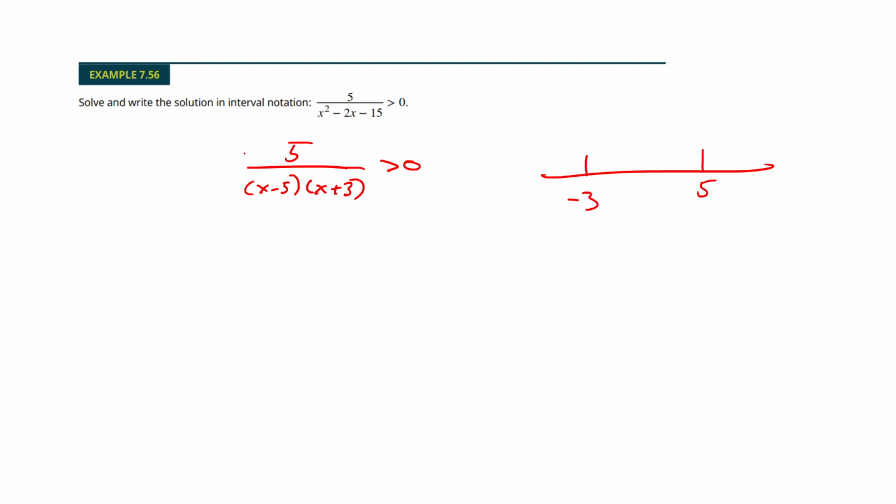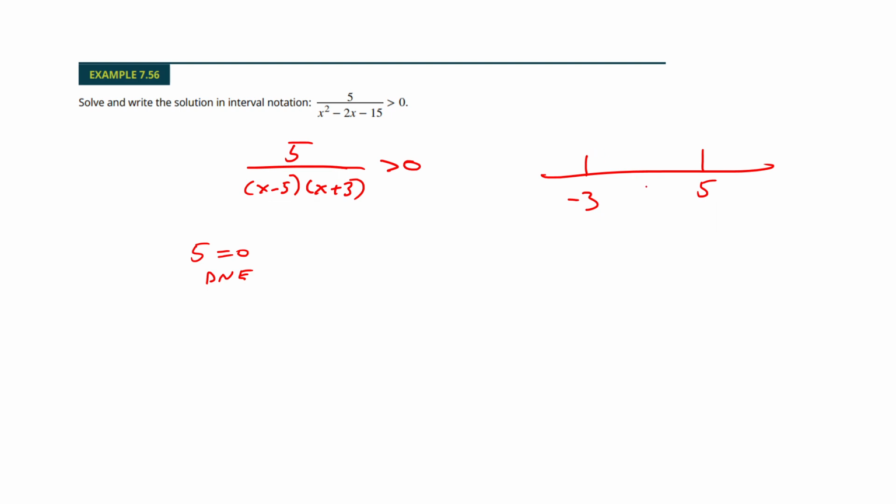Now, what about an x-intercept? Do you remember how we saw this before? If we tried to find an x-intercept here, there isn't one. Only the top is going to matter in this arrangement, and 5 never equals 0. There's no x to solve for, so there is no x-intercept. If you tried to find one, you'd be left with 5 equals 0, which is not true. So the intercept does not exist. So here are my only two boundaries, and they're both asymptotes.